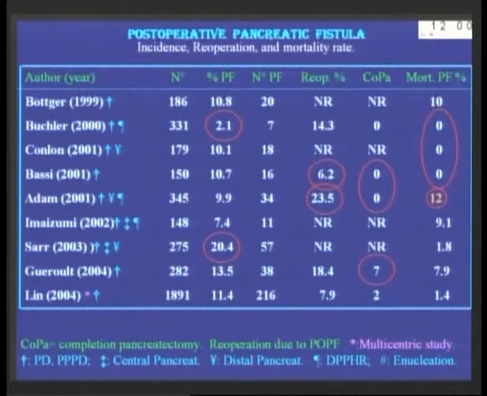Now, the incidence of pancreatic fistula is very different. This is a series between 1999 and 2004, but not only the incidence of pancreatic fistula is different, the reoperation rate is also different, between 6.2 and 23.5. The completion pancreatectomy rate is different, from 0 to 7%. The mortality is different, from 0 to 12%, the mortality from pancreatic fistula.